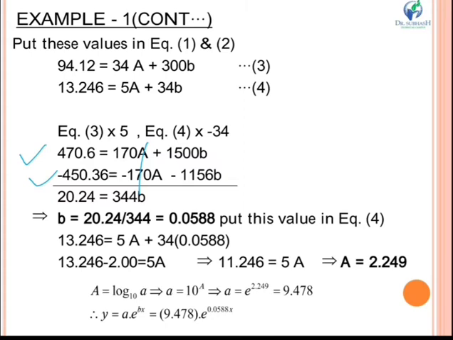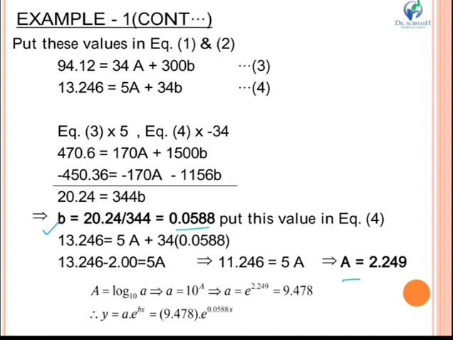So I get 20.24 equal to 344b, which implies b equal to 0.0588. Now I will put this value in either equation 3 or equation 4. Here I am putting it in equation 3. So I get the value of a as 2.249. Now the value of small b will be as it is. We don't need to change it here. But the value of a I have to change.